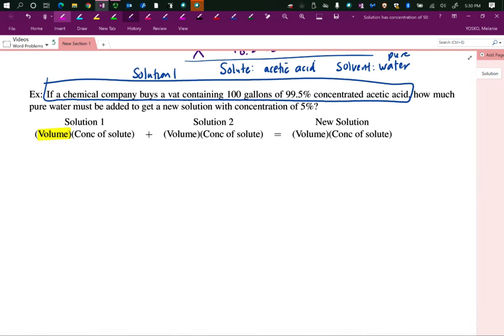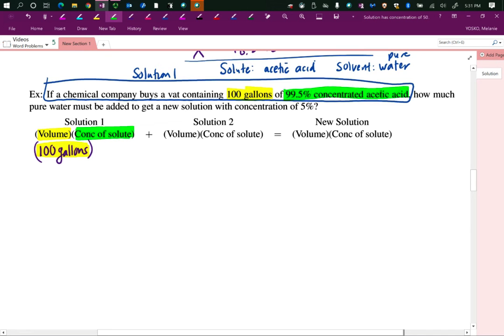We're making a solution by mixing acetic acid into pure water. This is the solvent, this is the solute. So if we want the volume of solution 1, we know there is 100 gallons of solution 1. But what is the concentration of my solute, which is acetic acid, in this first solution? What's the concentration of acetic acid? Well, we have 99.5% concentrated acetic acid.